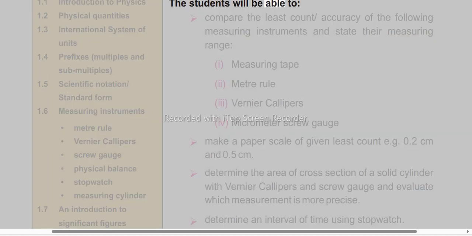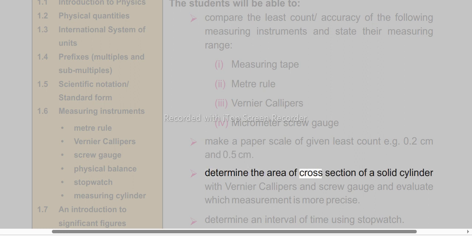The students will be able to compare the least count, accuracy of the following measuring instruments and state their measuring range: 1. Measuring tape. 2. Meter rule. 3. Vernier calipers. 4. Micrometer screw gauge. Make a paper scale of given least count, e.g., 0.2 cm and 0.5 cm.